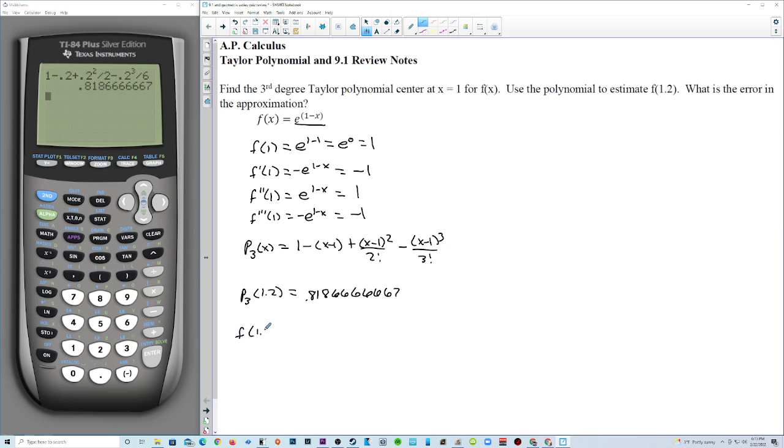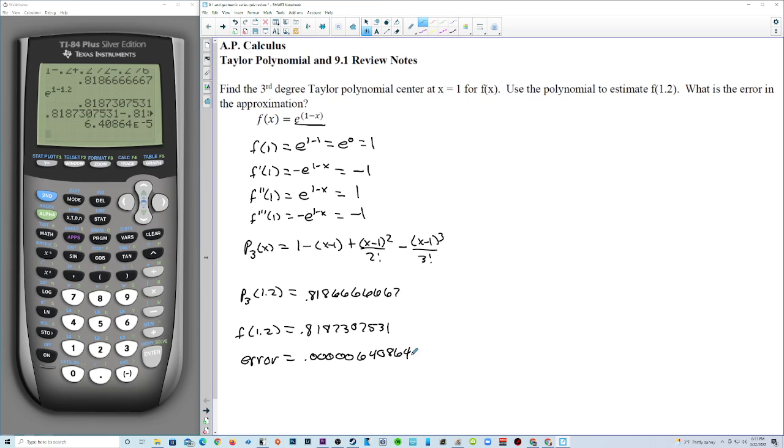Now we want to find out what f of 1.2 is. That's e to the 1 minus 1.2. We'll call that the actual answer, 0.81873075531. Then we want to find the error in this approximation. So we're going to subtract the two, and we really aren't concerned about whether it's negative or not, because we'll just make it positive. So there is the error, which is 0.12345640864.